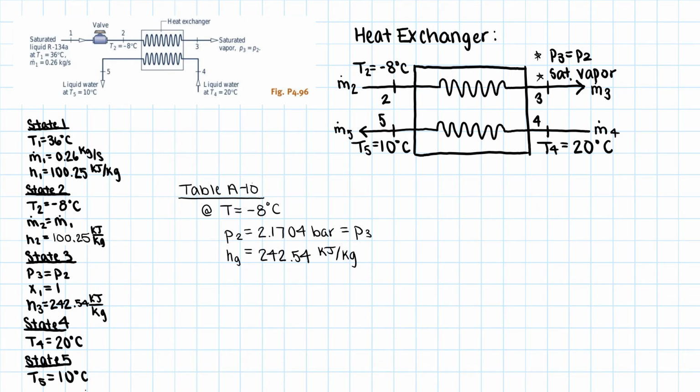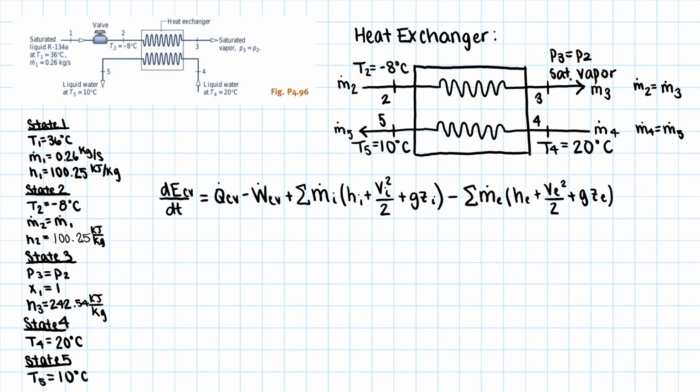Because in the previous step we used table A10 to grab the pressure at state 2, we know that P3 is going to also be equal to 2.17 bar. Because we know that it's a saturated vapor at that pressure, our value for H3 is just going to be equal to the Hg value at that pressure. So we have that our H3 value is going to equal 242.54 kilojoules per kilogram.